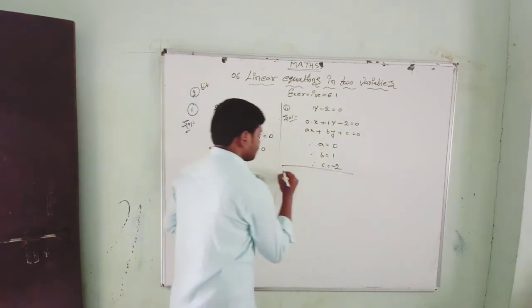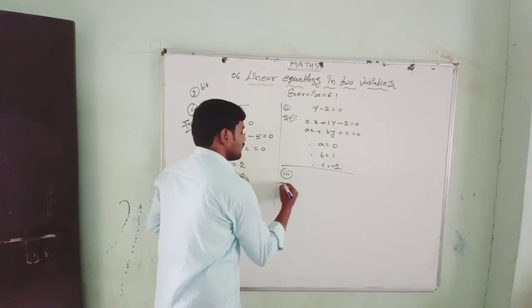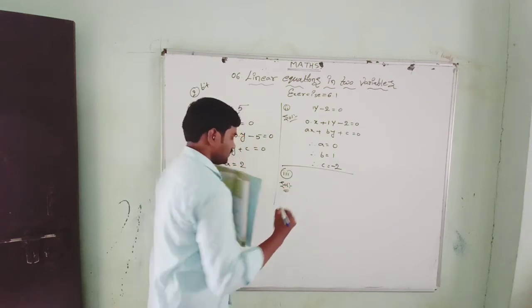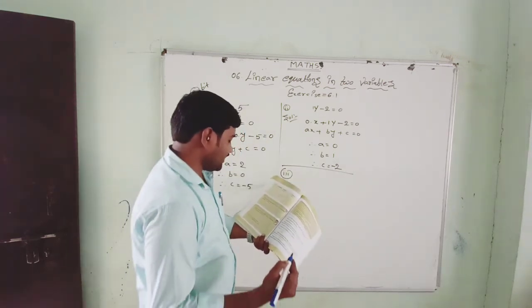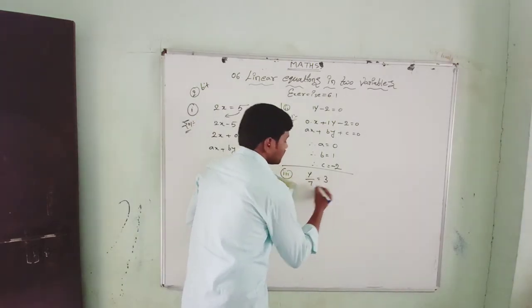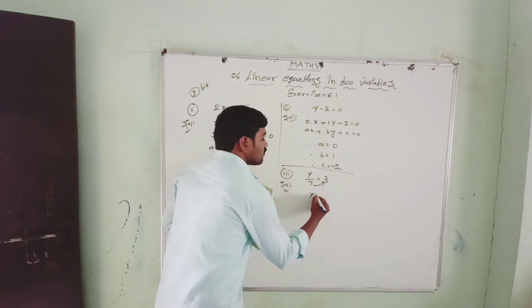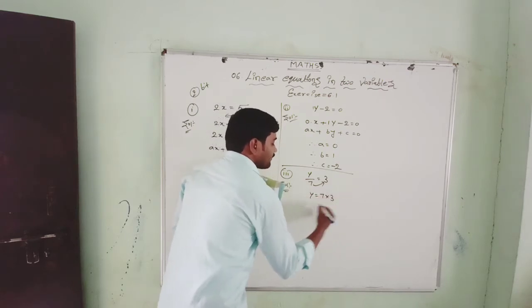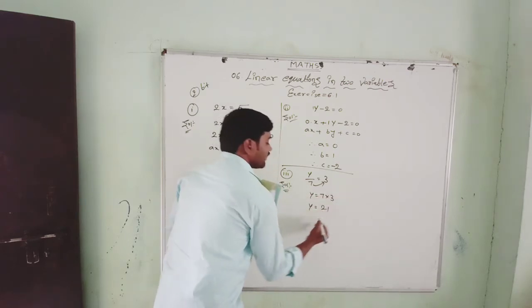Now we go for the third solution. y by 7 equal to 3. This 7 will transfer this side. So y equal to 7 into 3. Then y equal to 21.